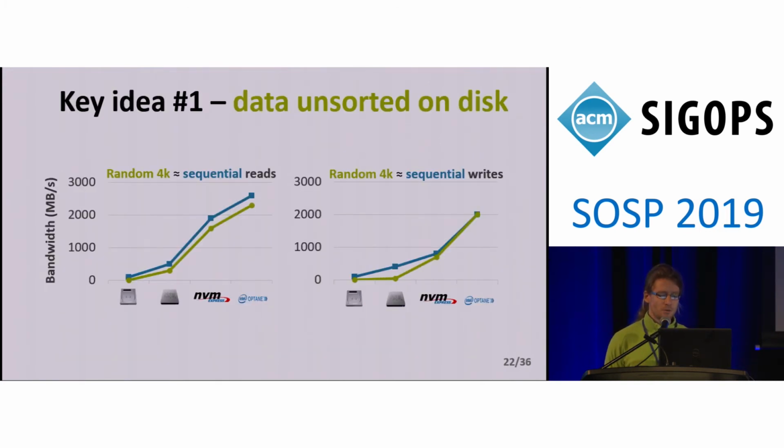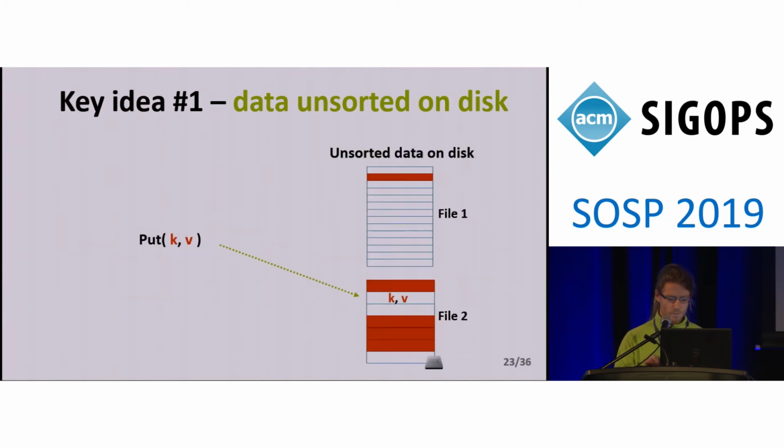So the first key idea is to keep data unsorted on disk. This idea stems from the observation that disks can now perform random accesses very fast. So traditionally, key-value stores have kept data sorted on disk for scans, because if you keep data sorted, you can do scans doing large sequential reads. But there is no longer an incentive to do so on these fast drives. So we keep data unsorted on disk.